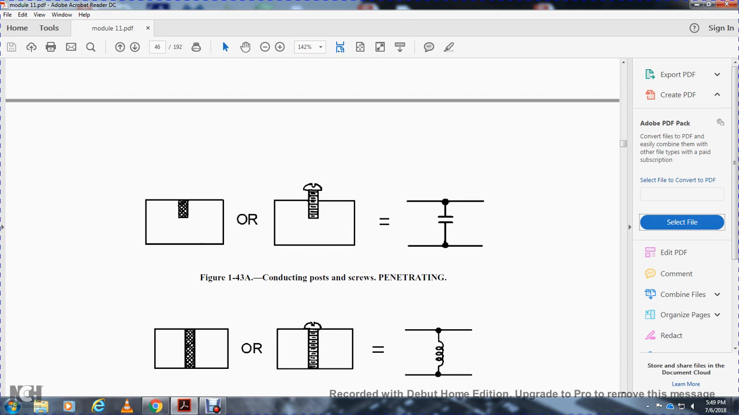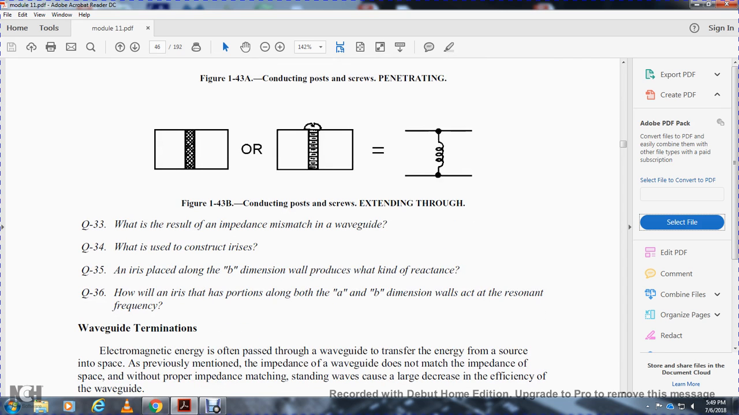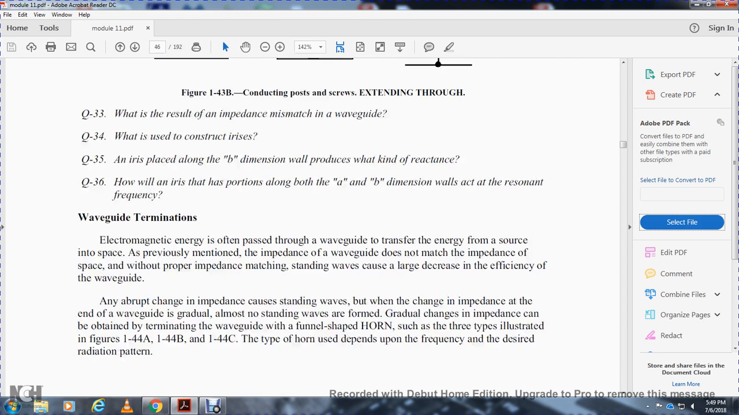Conducting posts that partially penetrate, and screws, show that it acts as a capacitive or an inductive reactance, depending on whether the post or screw extends through.